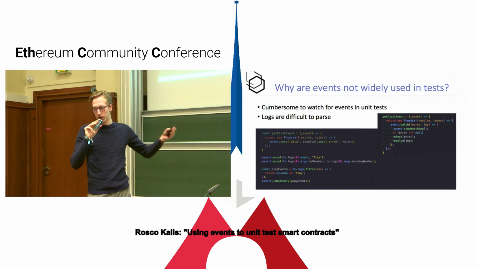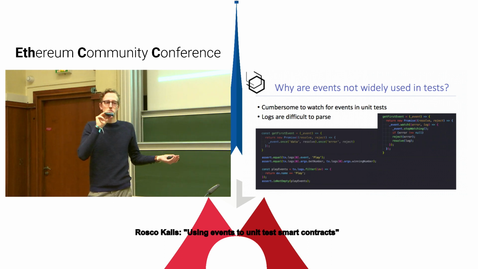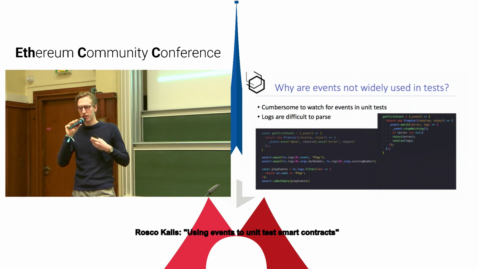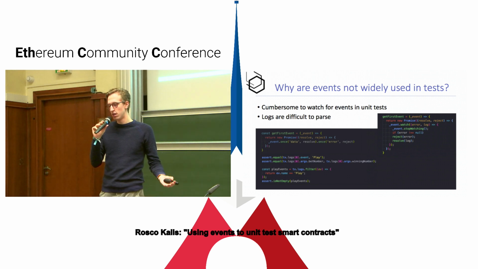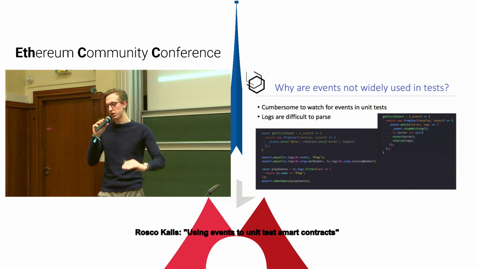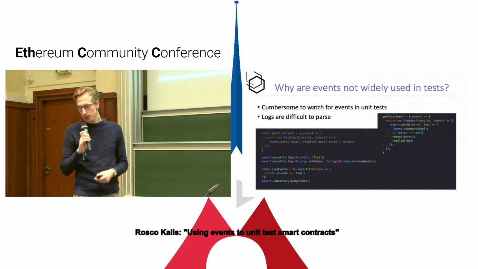What you really want to do is just watch for an event, and once you get it, you stop watching. But what happens if the event doesn't emit, for instance? Then you just keep on watching in your test, and your test doesn't continue. It doesn't fail either, so you just keep on waiting, and you also don't know what your other tests are going to do.